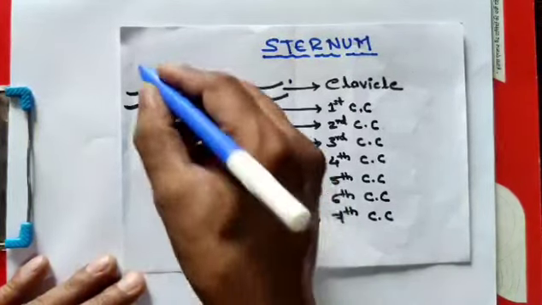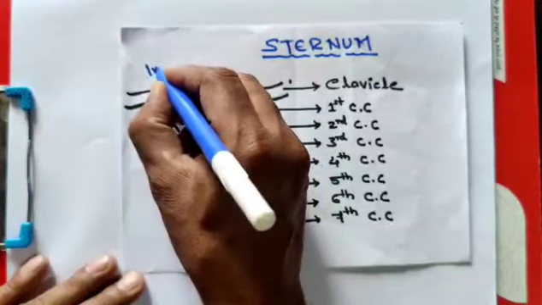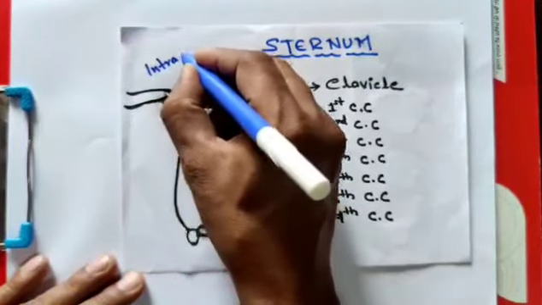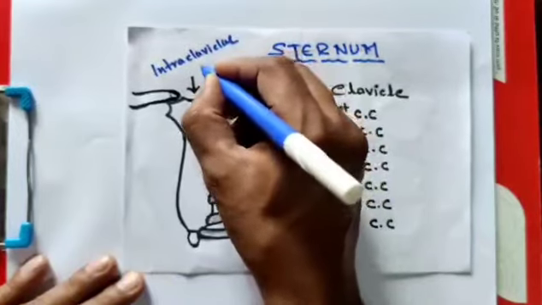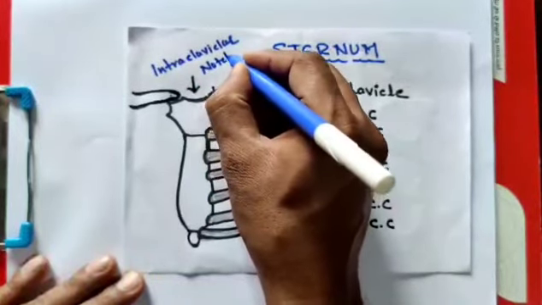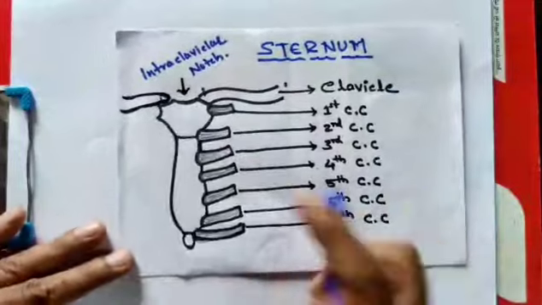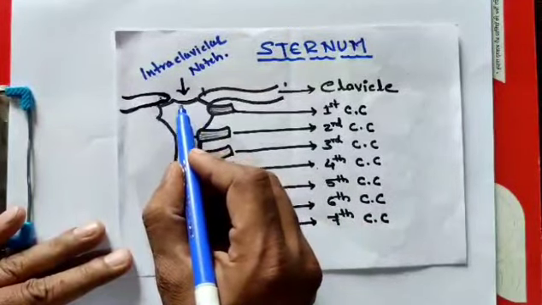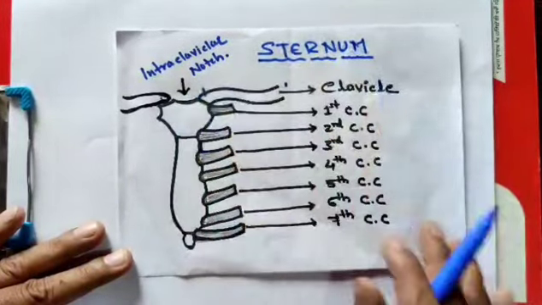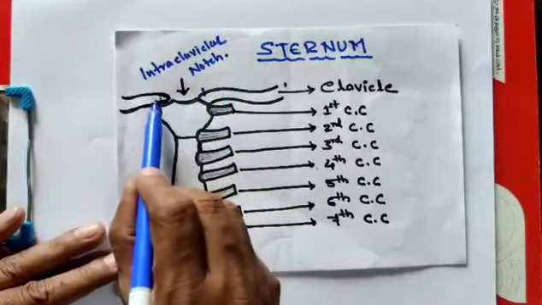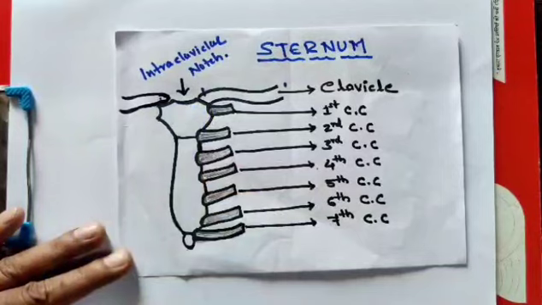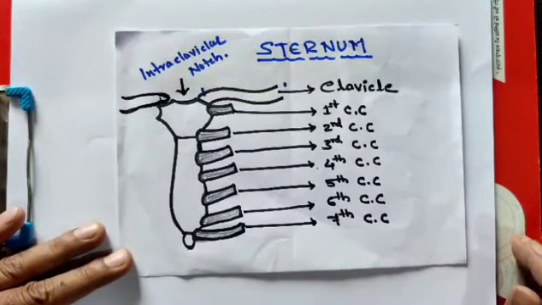This area is known as the intraclavicular notch. This notch is also known as the suprasternal notch or jugular notch. We will discuss that point later. But one thing you should remember: between the medial ends of the clavicles there is a notch, and that notch is called the intraclavicular notch.